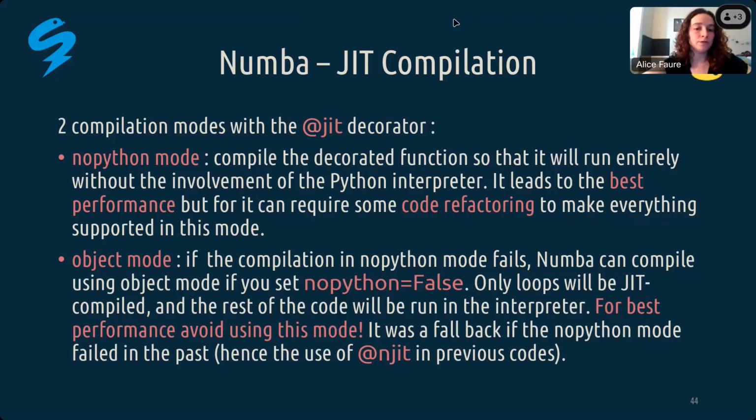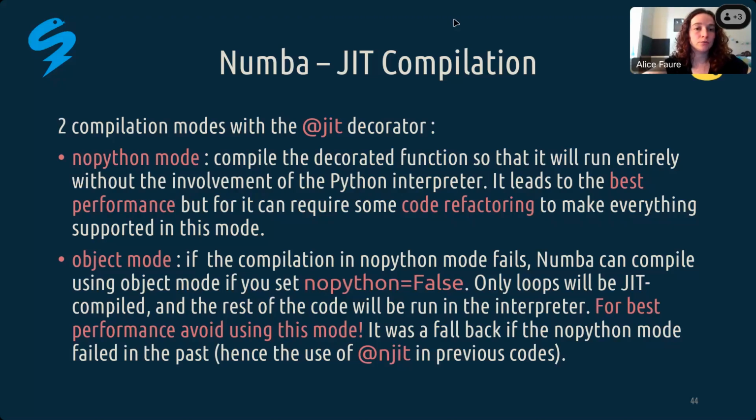Now it only does it if you set nopython equals false. In this object mode, the only thing that will be compiled is the loops, and the rest of the code will be run in the interpreter. So you still have code that works, but it's going to be very slow, and you won't really know why, because it won't tell you which function you didn't manage to compile. It was the previous default when you use JIT.